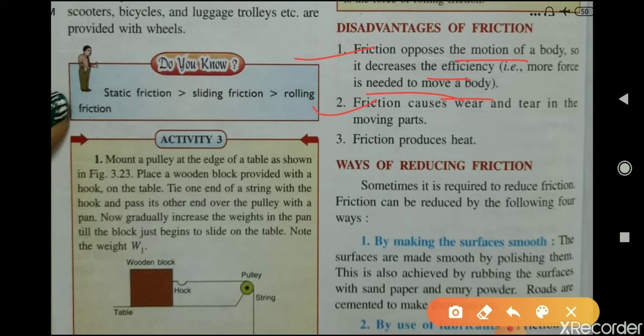Due to friction, the moving parts of a machine get worn, that is, they get damaged. Third, friction produces heat. Now, ways of reducing friction. Sometimes it is required to reduce friction. Friction can be reduced in the following ways.